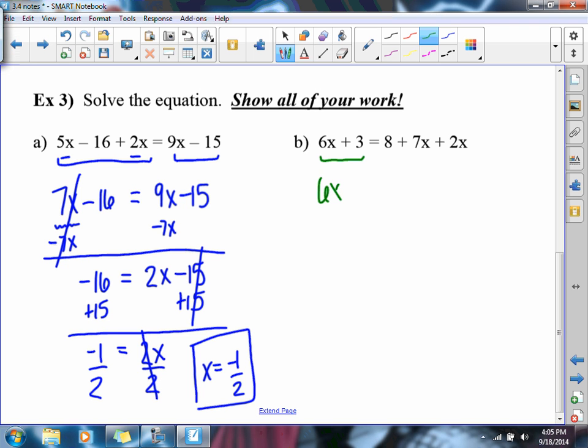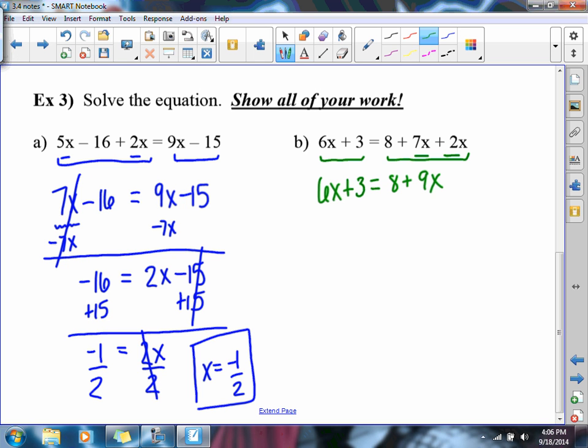So I'm going to keep my 6x plus 3 just the way it is. On the right side of my equation, oh, I see a 7x and a 2x. So I'm going to combine them together. So the 8 will stay there, and the 7x plus 2x, I'm going to combine them just the way they're read. 7 plus 2 is 9x.